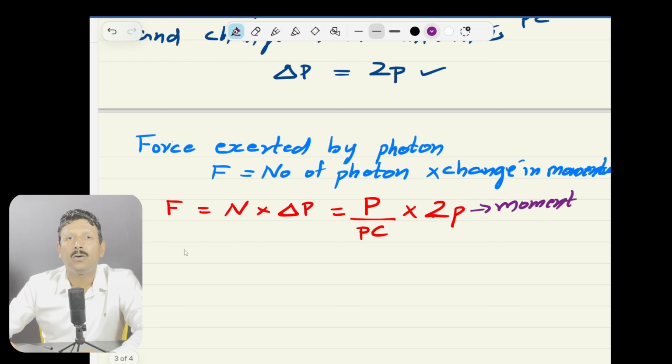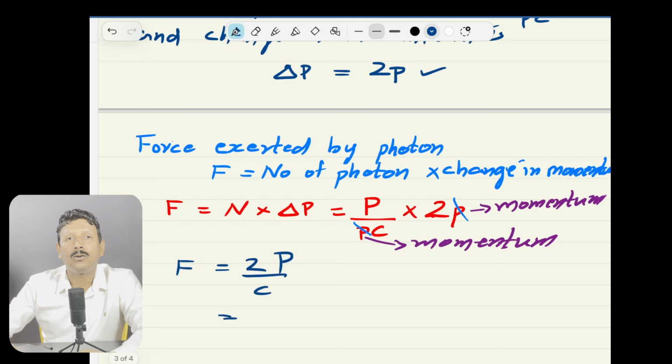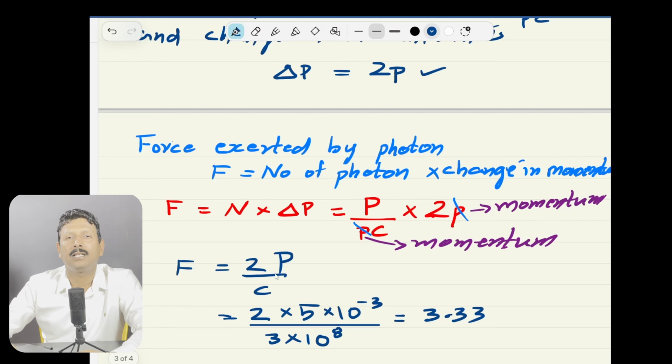Now we can cancel the same data in numerator and denominator. So p and p cancel. What is left? F is equal to 2 into P, power, divided by c. Now the value given in the question, the power is 5 milliwatt. So 2 into 5 into 10 raised to minus 3, in SI unit, divided by the speed of light c, which is 3 into 10 raised to 8. So 2 into 5 is 10, divided by 3, the answer will come 3.33, then the power of 10 adjusts: minus 3 and minus 8, it will be minus 11.